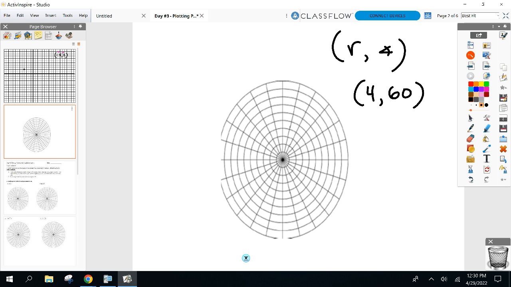Make it easy. 4, 60 degrees. You know where that is? I hope so, right? We've been in 2 days of it. So I got 0, 15, 30, 45. Here's 60. So there's 60 degrees. This tells you how far out you're going to go from the center. 1, 2, 3. There's my point. Okay, that's how we're going to graph today.